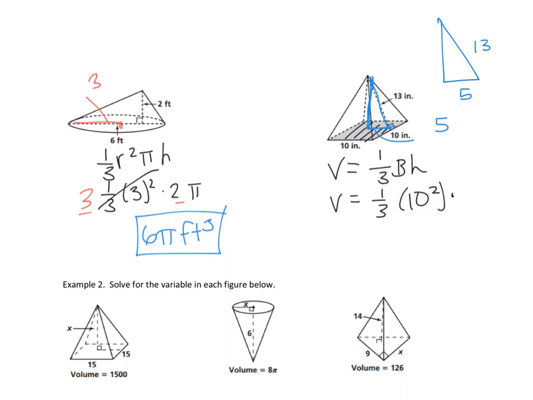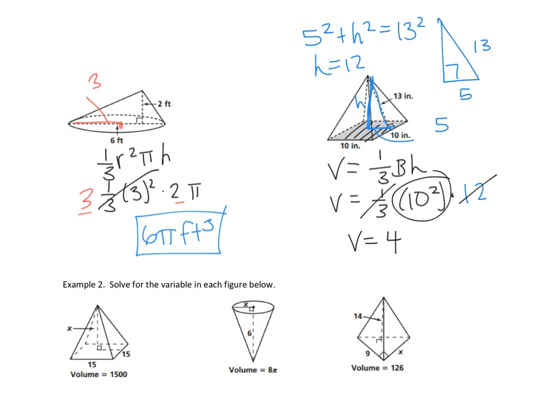So 5, 13. You would do 5 squared plus h squared, because this is h, equals 13 squared. h is 12 when you solve it. So then I'm going to do 1/3 of 12 is 4. So 4 times 10 squared is 400. And then it's inches cubed.